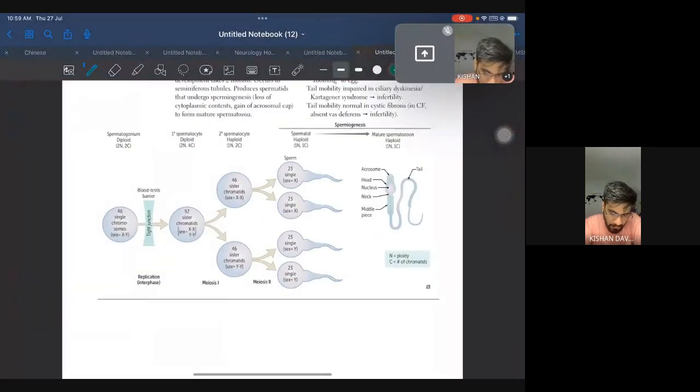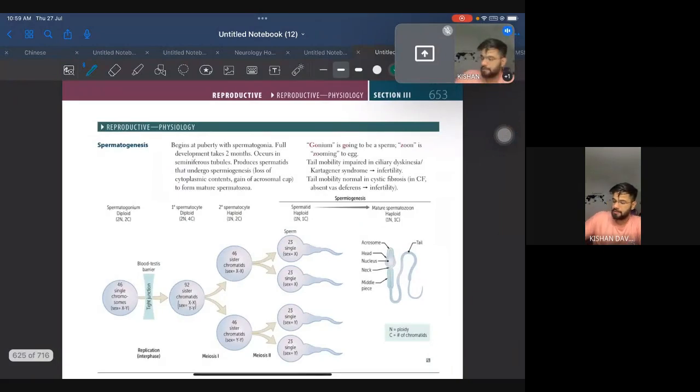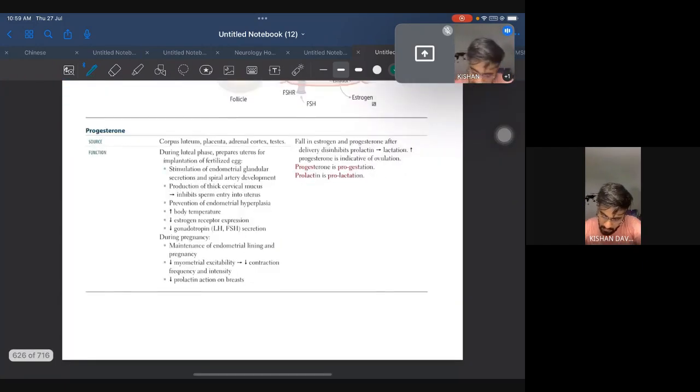All right, we have to start from physiology. We'll finish the reproductive system today. So spermatogenesis and oogenesis is what we'll be discussing now.